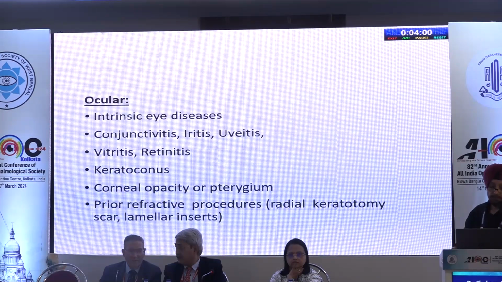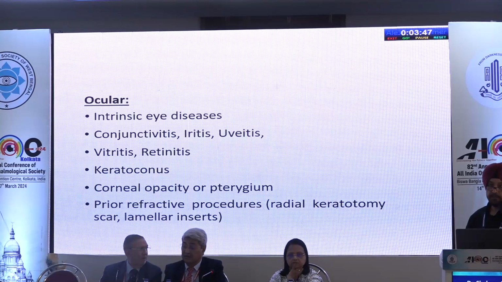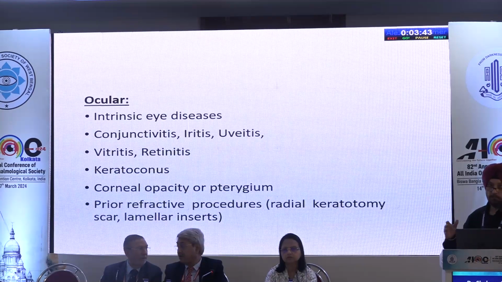There are certain local conditions in which the cornea is already diseased, like corneal opacity, trichiasis, keratoconus, vitritis, retinitis, iritis, uveitis, intrinsic eye disease, prior refractive surgery, radial keratotomy. Though we can take these tissues, they can be used in the eye bank for training purposes, for trainees to work on.